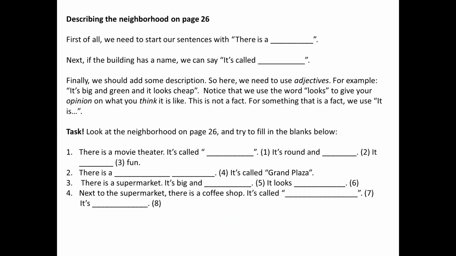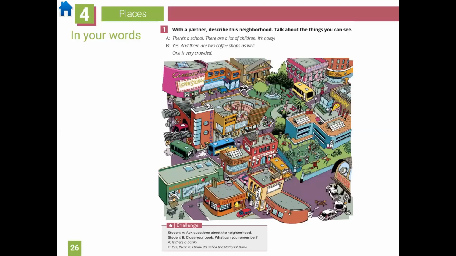Finally, we should add some description. So we need to use adjectives. For example, it's big and green and it looks cheap. Can you find a building that matches that description? That's right. If you said supermarket at the bottom left, you would be correct. It's big and green and it looks cheap.